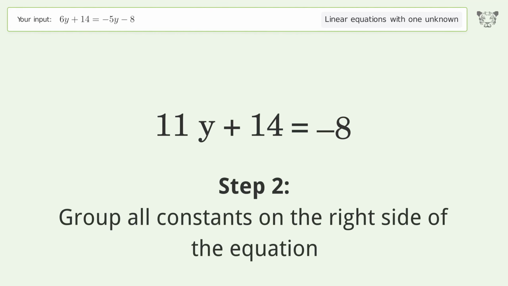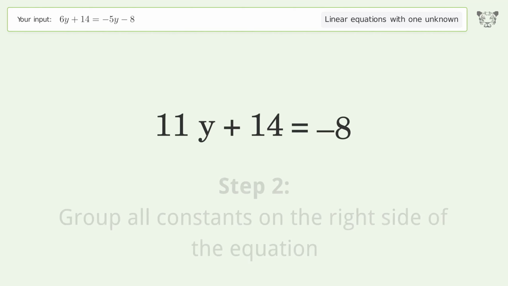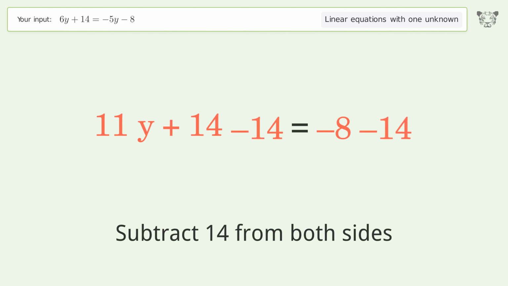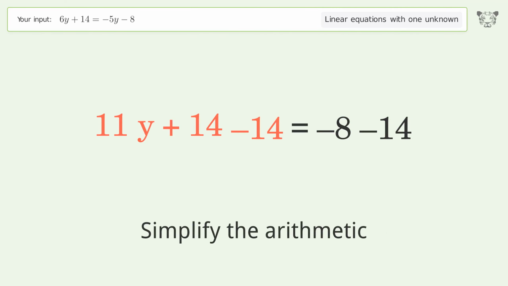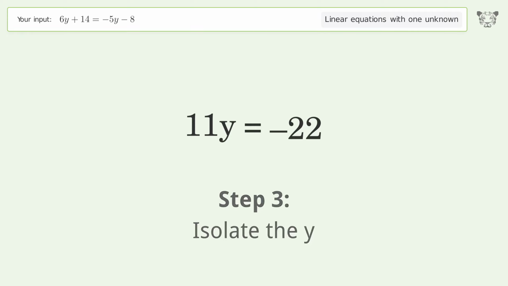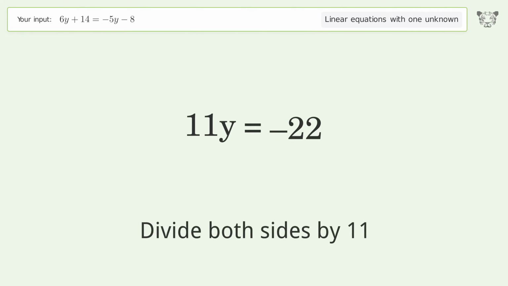Group all constants on the right side of the equation. Subtract 14 from both sides. Simplify the arithmetic. Isolate the y. Divide both sides by 11.